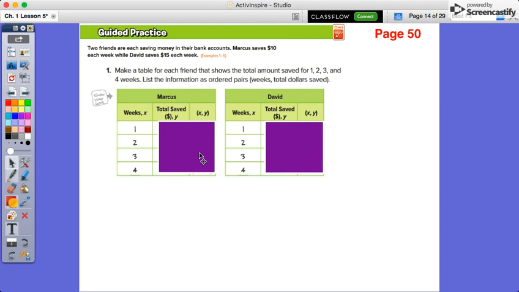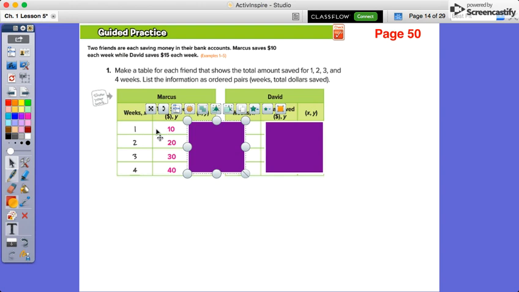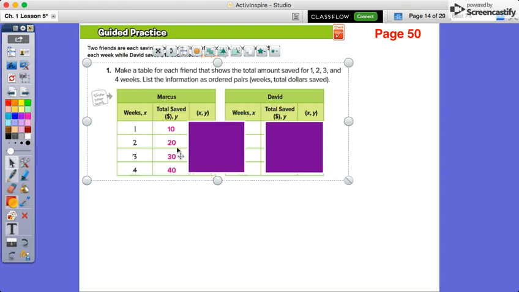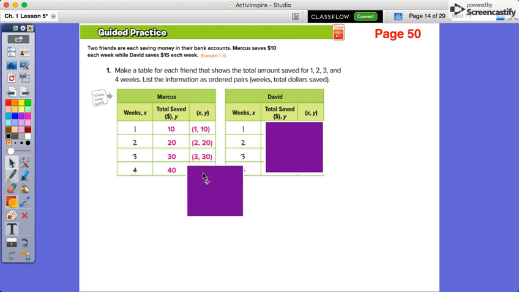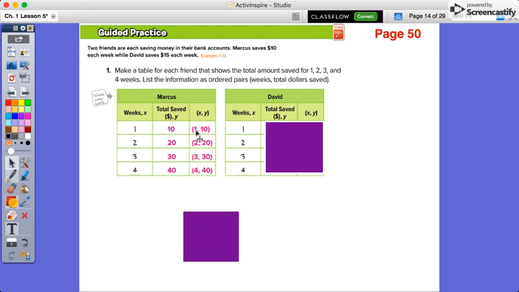All right, so hopefully you're able to get the table filled out. I'm going to let you check here. For Marcus, he was earning $10 a week. So if you just kind of count it up by tens, because your weeks are counted up by 1, you'd have the right values there. On this column here, you had to write ordered pairs. So when you look at these, things you have to make sure you do is put parentheses around the ordered pair, and there has to be a comma in the middle. And we're just using the numbers right from the table. Okay, check David's. Here it's $15 a week, so it's counting up by 15 under the total saved, and then there's our ordered pairs.